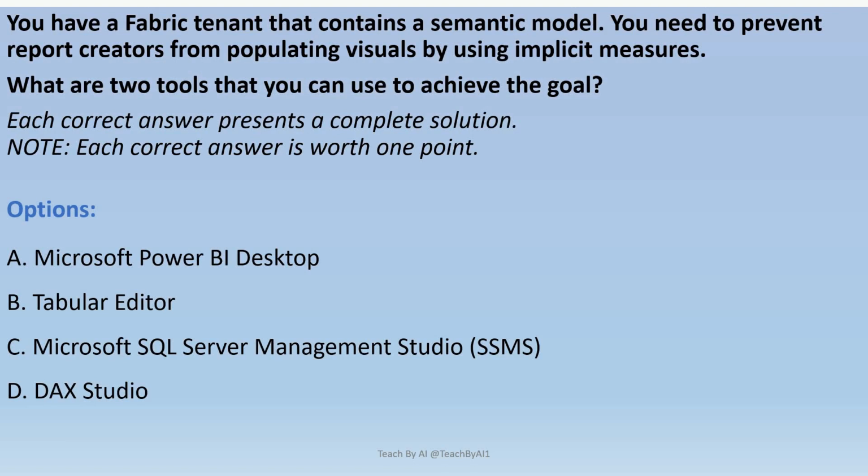Question 2, you have a Fabric tenant that contains a semantic model. You need to prevent report creators from populating visuals by using implicit measures. What are two tools that you can use to achieve the goal? Each correct answer presents a complete solution. Each correct answer is worth 1 point.